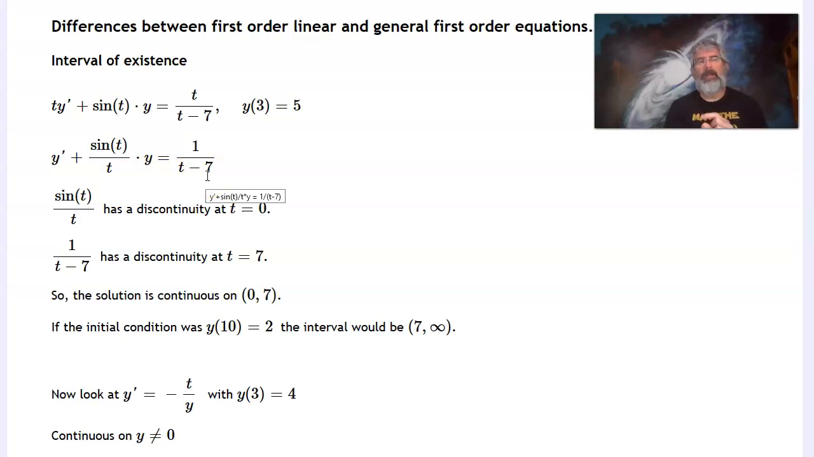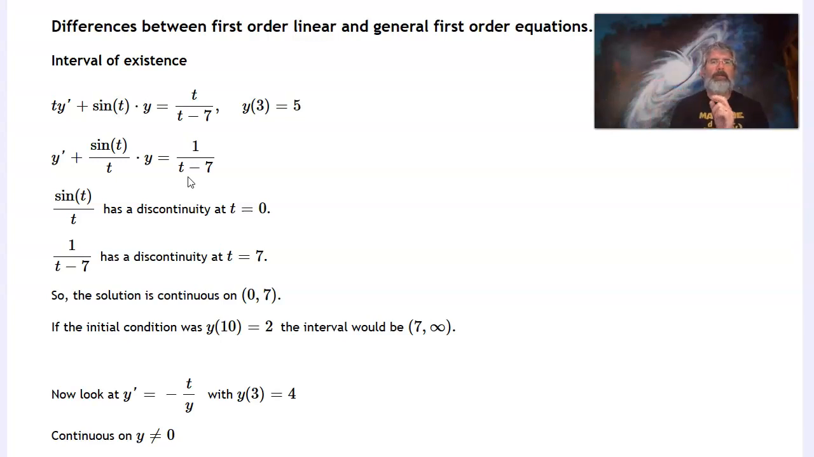This one definitely has an asymptote at t equals 7. So looking both at p and g, I see a discontinuity, one of them at 0 and another at 7. So I split the whole t-axis up into 3 pieces, from minus infinity up to 0, and then from 0 to 7, and from 7 to infinity.